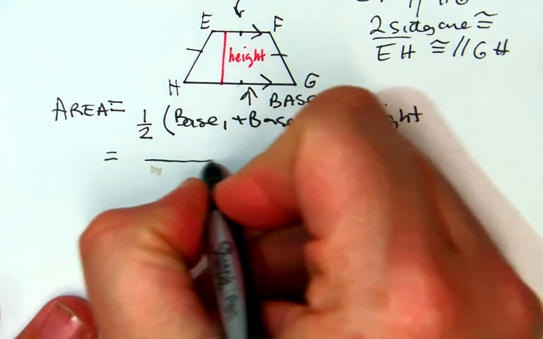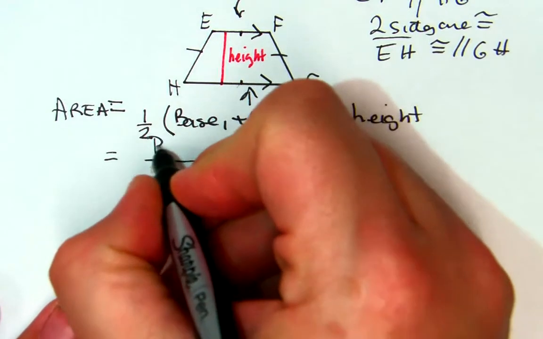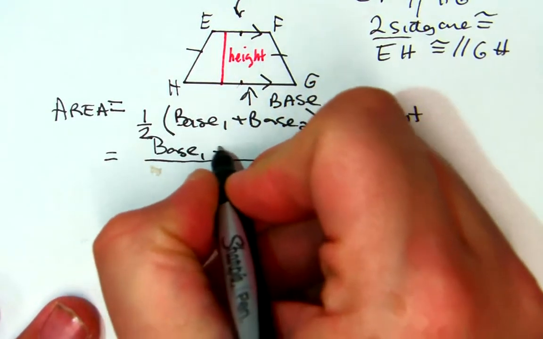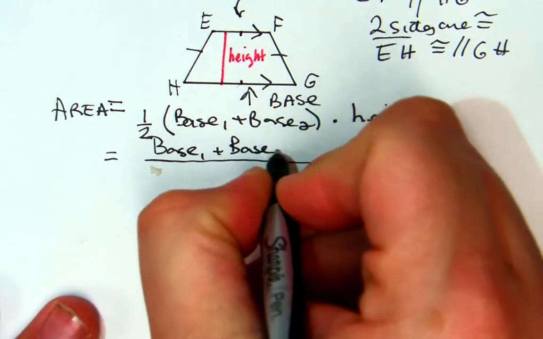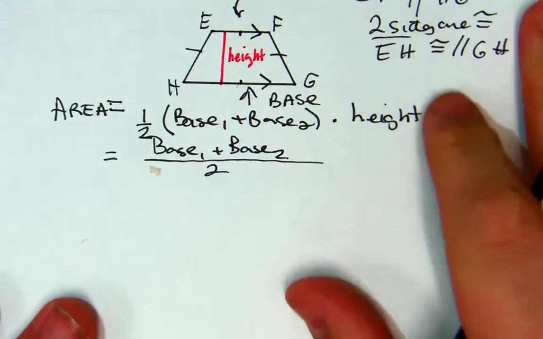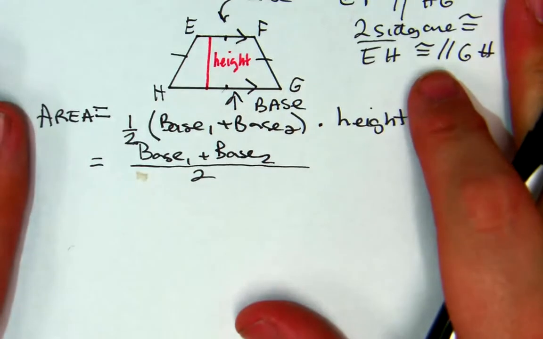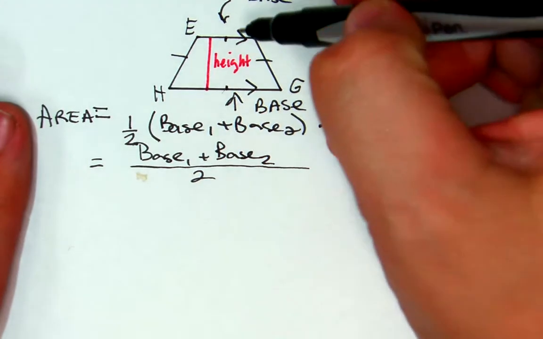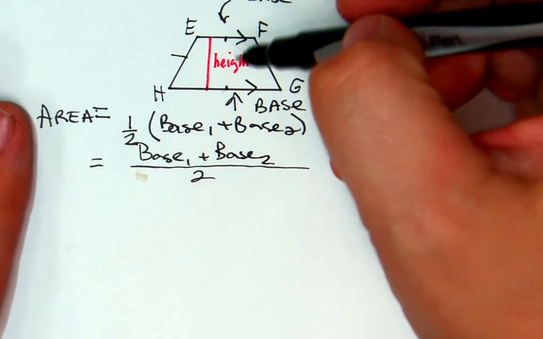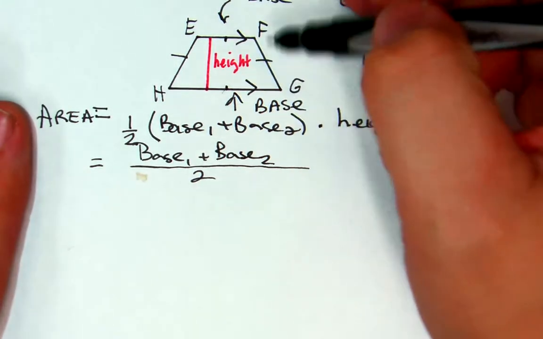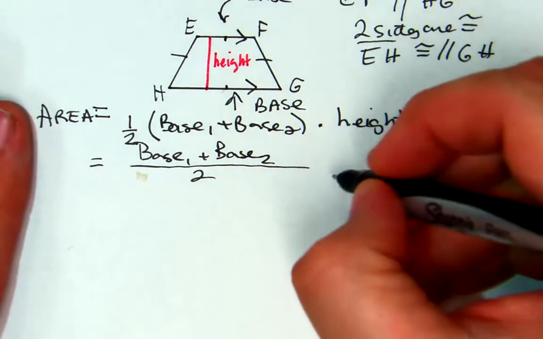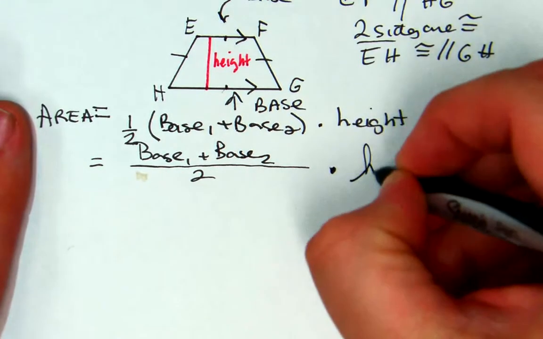If you rewrite this and you say it's base 1 plus base 2 over 2, what is that? Mathematically speaking, what operation is that? When you add two things and divide by 2, what are you doing? You're finding the average. So basically what you do is you find the average of the bases of the two parallel lines, and then we're going to multiply it by the height.